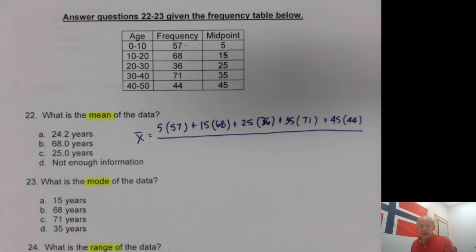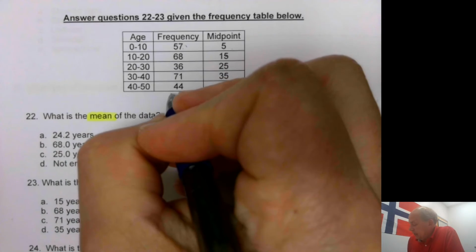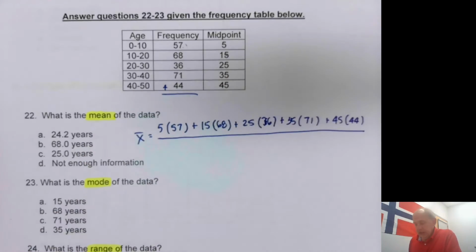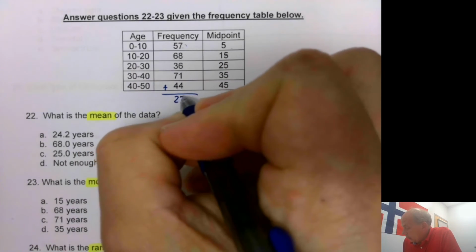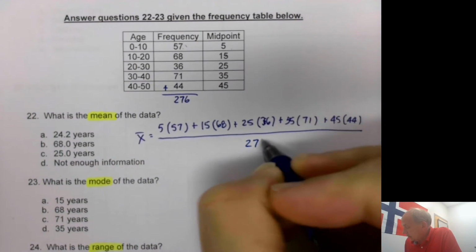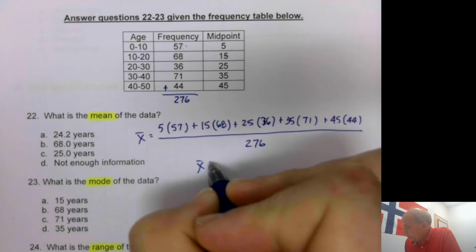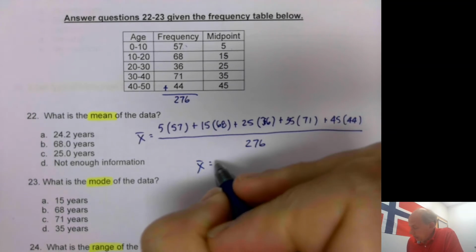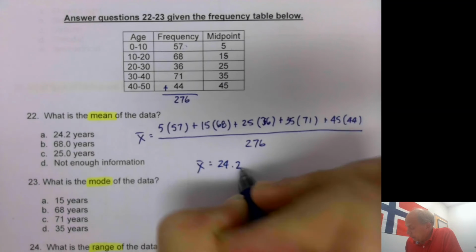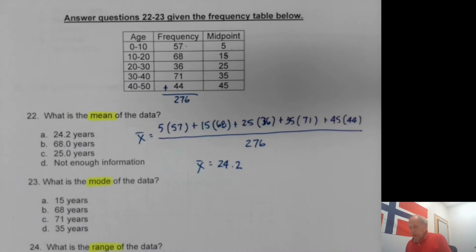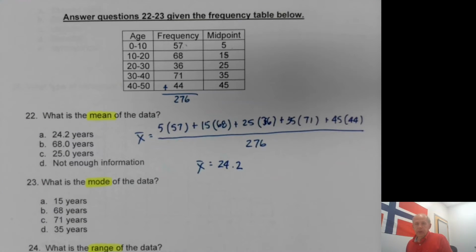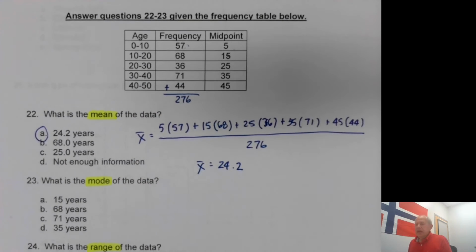Since I'm finding the average, or the mean, I have to divide by the number of people that were at the concert, the total frequency. So there were 276 people there. The average age, when I add all of those up, is 24.2 years old. That is answer choice A.